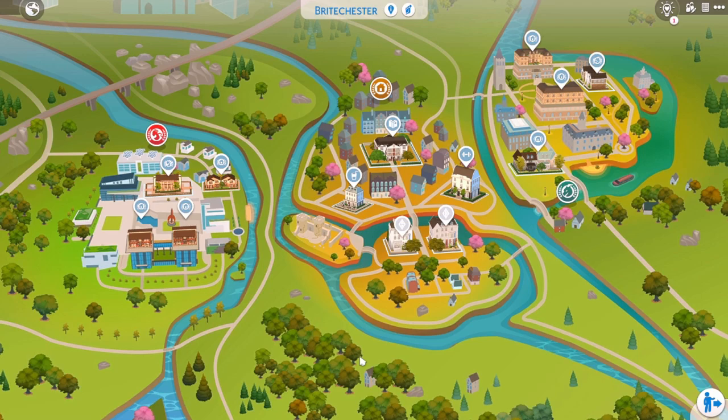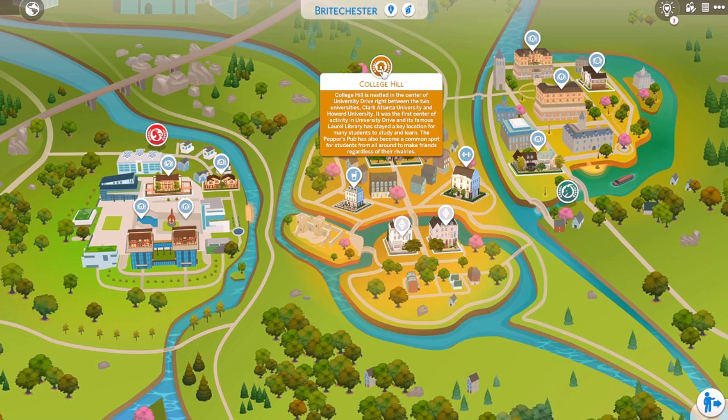But I'm just going to show you guys what this specific one looks like in my game. So this says College Hill. College Hill is nestled in the center of University Drive, right between the two universities, Clark Atlanta University and Howard University. It was the first center of activity in University Drive, and its famous Laurel Library has stayed a key location for many students to study and learn.